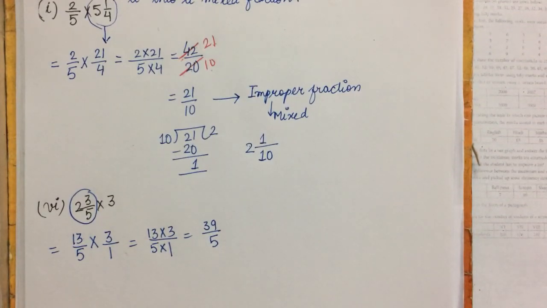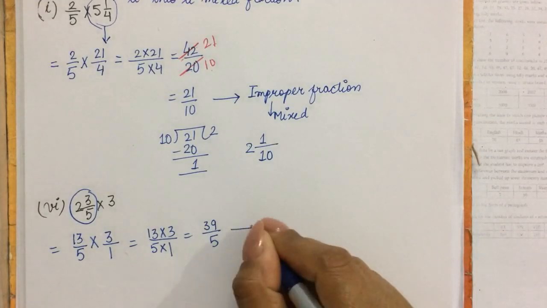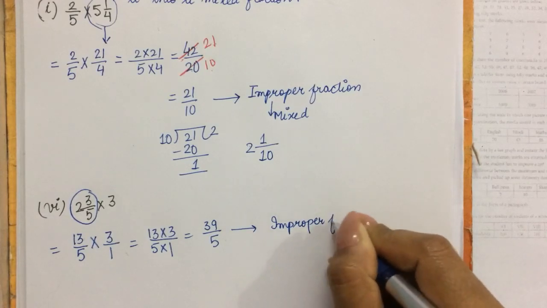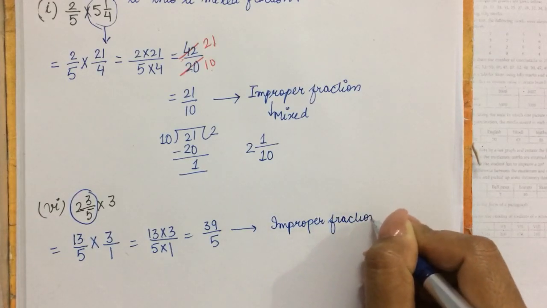Then they are saying reduce to the lowest form. See if there is any cutting possible. There is no cutting possible here. Then I have to tell what kind of answer I obtained. This is an improper fraction again. So I want to change it to a mixed number.